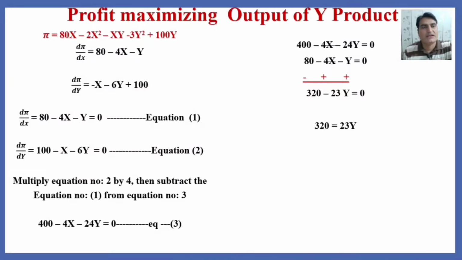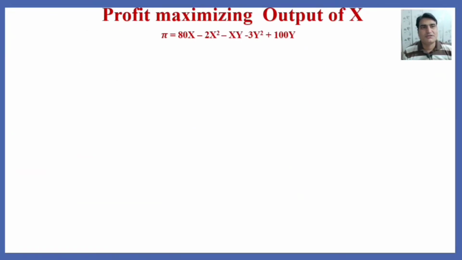After solving it, 320 is equal to 23y, so y is equal to 320 over 23, so y is equal to 13.92 units. It means 13.92 units of Y output can maximize the profit of the firm. So the firm is not producing only a single product, the firm is producing both products X and Y.